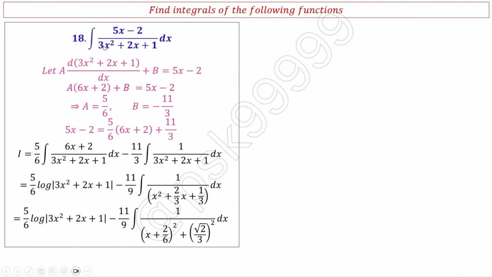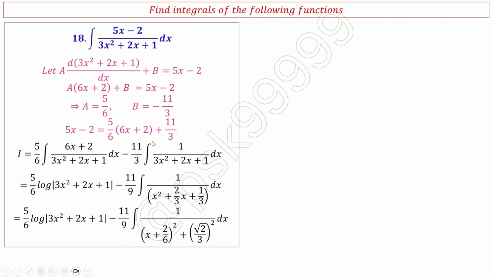Now my integration I is equal to 5 by 6 times the integration of (6x + 2) divided by (3x² + 2x + 1) dx minus 11 by 3 times the integration of 1 by (3x² + 2x + 1) dx. Sorry, b is minus actually. Now this is simple. If I take the denominator as t, then (6x + 2) dx is my dt. So this will become the integration of 1 by t, which is log of t, with the 5 by 6 the same here. Here t is 3x² + 2x + 1. So this part is done, right? Now I am left with the second part.